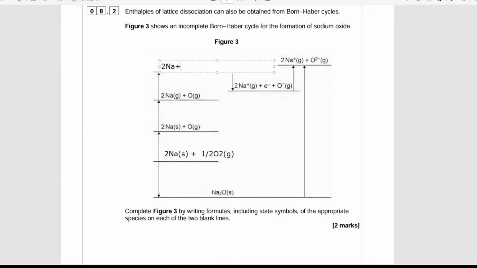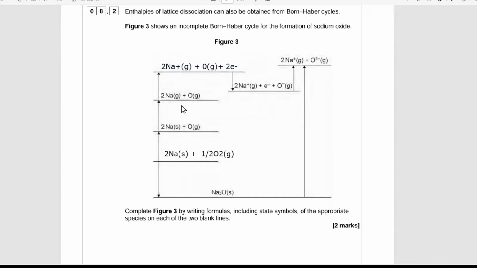So 2Na plus. Yeah, I should probably keep the state symbols, otherwise I'll get in trouble. And then we've got the O. Now the O has been atomized, but not been ionized yet. It's not received an electron to become negative, what we call the electron affinity. And how many electrons will there be? There'll be two, one from each of the sodium ions. Now, you might be saying, sir, you idiot, you haven't put a plus there next to the Na. There we go. Right.